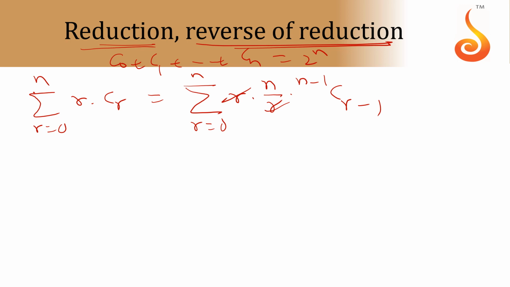This n is independent of sigma. You can take it outside, n into. Then from r equal to 0 to n, if you expand this, it will be (n minus 1)C0, (n minus 1)C1, and so on, which is 2 power n minus 1.